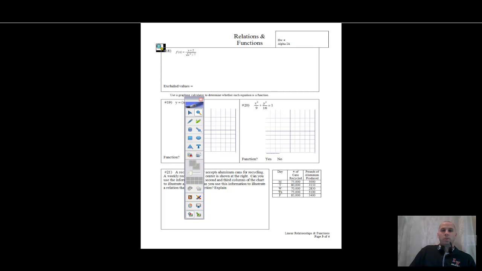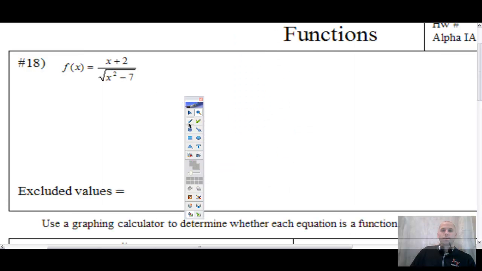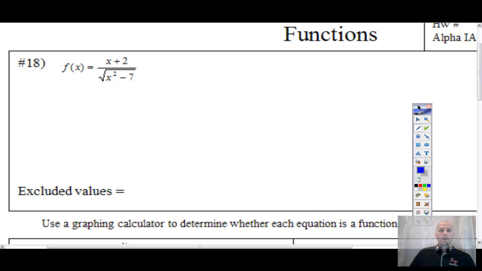Number 18. Same directions, just to find excluded values, what's not in the domain. This has a fraction and an even root radical, so we're going to have to do both things. If I take my denominator, set it equal to 0, this is to find excluded.